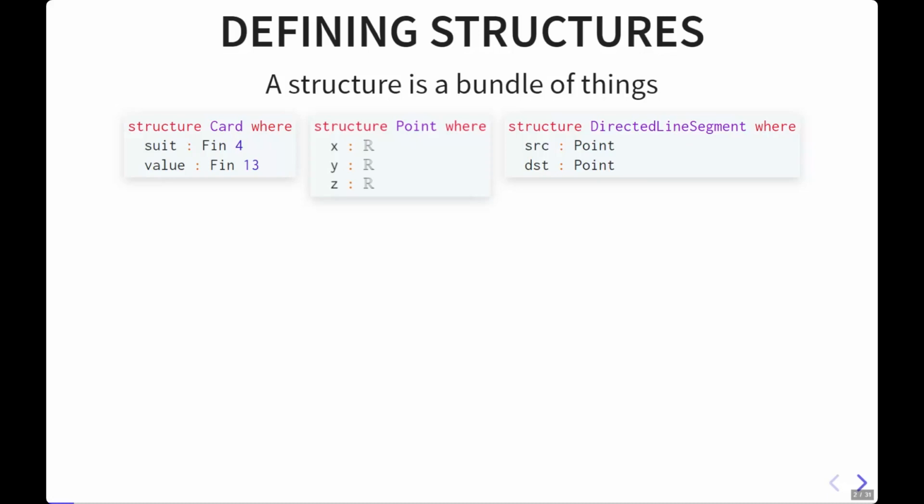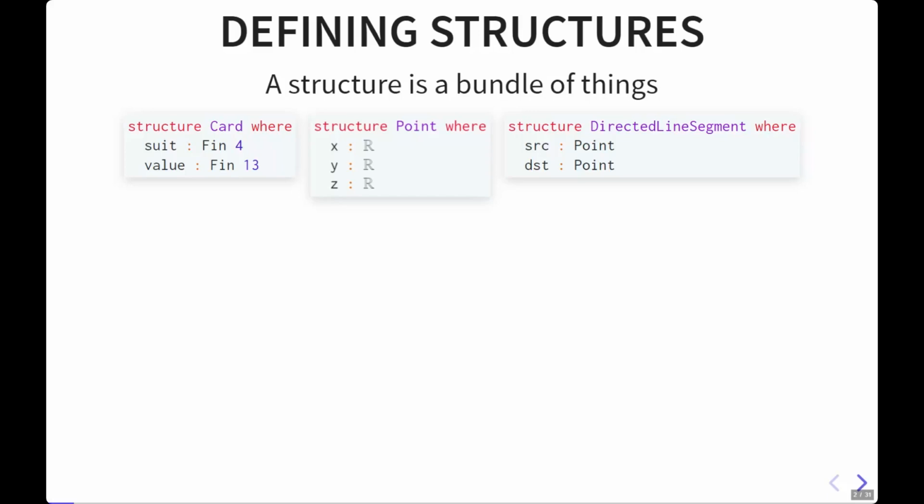So you might, for instance, have a playing card, and you would use the structure keyword to say you're going to declare a structure. You then give the name. You then say where, and then you give a list of fields that are indented. And so each field is the name, followed by colon, followed by the type. So here, the card, for instance, has a suit, which is, I'm going to give it a number between 0 and 3, because we haven't done inductive types, and it's just easier to number them. So clubs are 0, spades are 3, or whatever. And the value is a number between 0 and 13, not including 13.